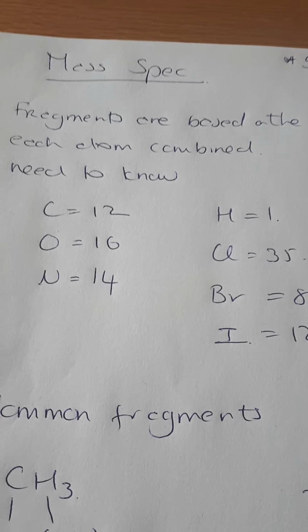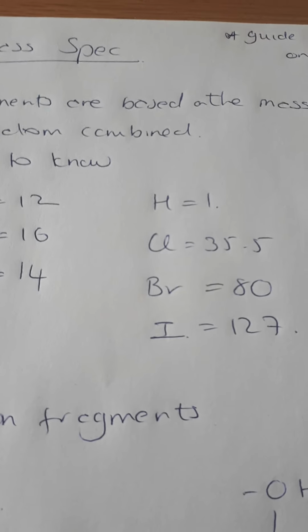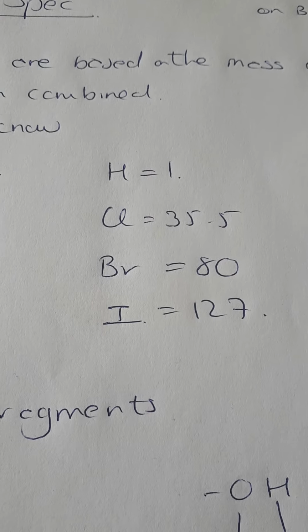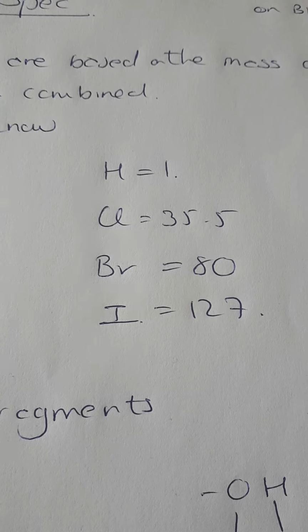Carbon's 12, oxygen 16, nitrogen 14, hydrogen 1. Now we will meet then chlorine, bromine and iodine: 35.5, 80, 127. So that's just straight from the periodic table.